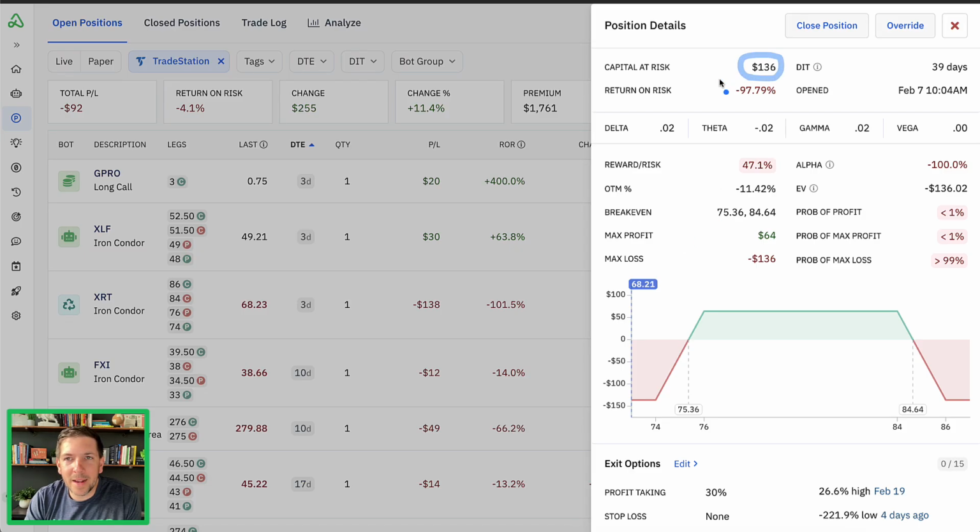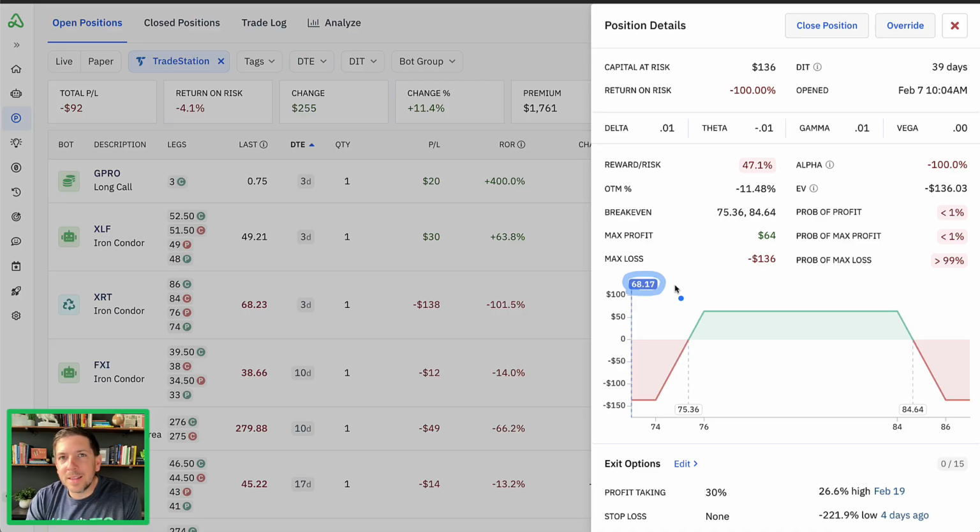You can see our max potential loss. This is our fixed risk amount of 136. Or if you just hover over the max loss territory on your P&L chart here, you can see it's 136 also. So right now the stock is trading at 68.17 and change. It's been trading significantly lower than where our strikes are.